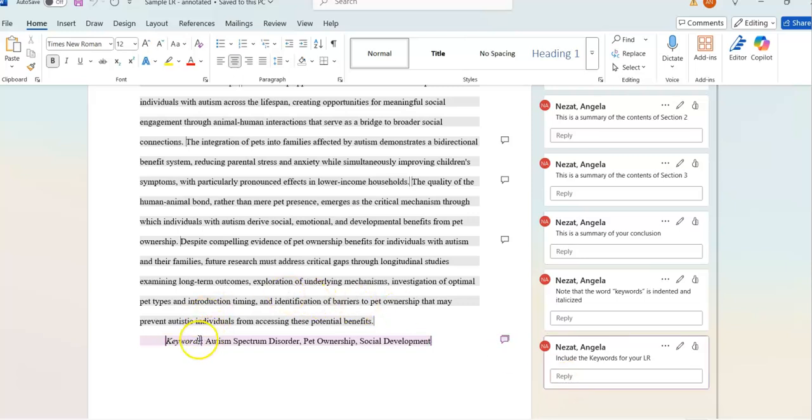you're going to do a keywords line so that if some people were looking for your literature review, what keywords would help them find it? So what are the main terms in your paper? Note that it's indented and that keywords is italicized. There's a colon, and then you list your 3 or 4 or 5 keywords. I wouldn't put more than 5.